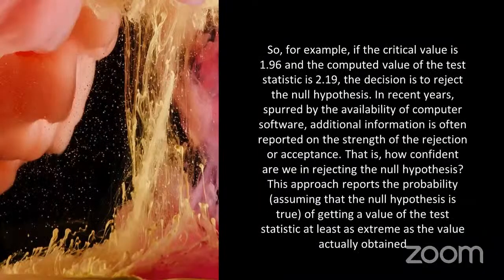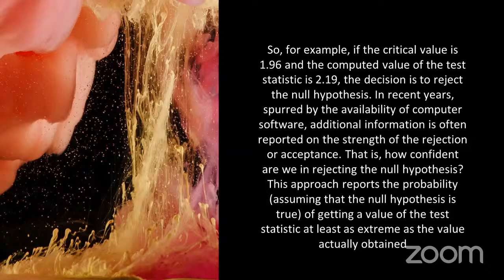So, for example, if the critical value is 1.96 and the computed value of the test statistic is 2.19, the decision is to reject the null hypothesis. In recent years, spurred by the availability of computer software, additional information is often reported on the strength of the rejection or acceptance. That is, how confident are we in rejecting the null hypothesis? This approach reports on the probability, assuming that the null hypothesis is true, of getting a value of the test statistic at least as extreme as the value actually obtained.